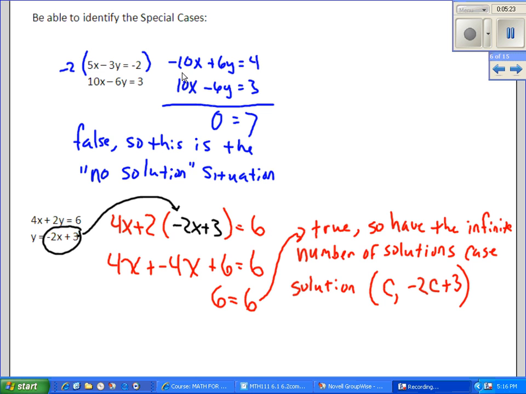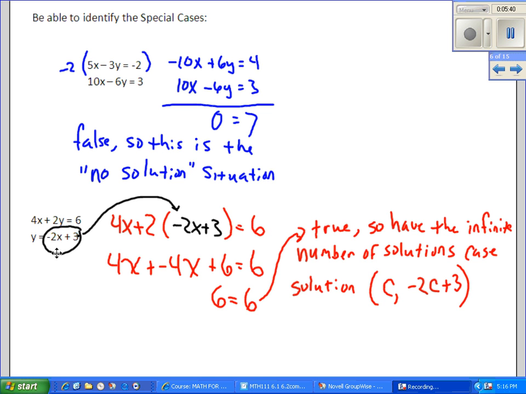But what we've got now are a -2x and a positive 10x, and so those do eliminate each other. But coincidentally, the y's are also being eliminated, and we're left with 0 equals 7, which is not true. This is false, so this is a no solution situation.